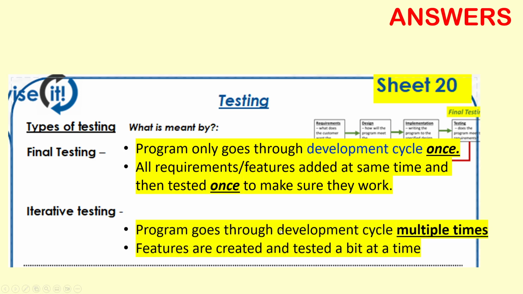Okay, as always, checking your answers. Final testing, program goes through development cycle once. All the features are tested at the same time once to make sure they work. Iterative, the program goes through the development cycle multiple times and features are created and tested a bit at a time.